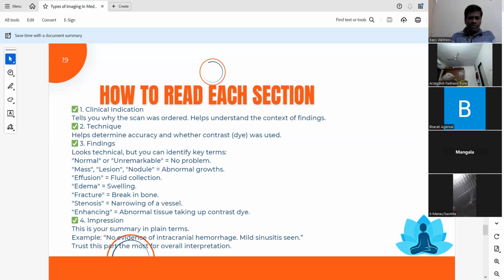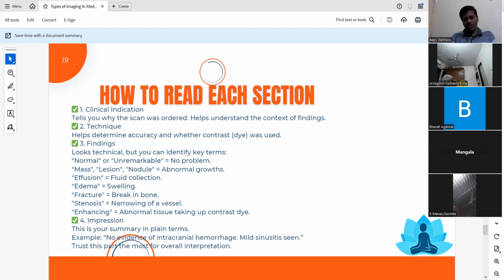Some terms commonly used are like normal or unremarkable, which means nothing is there, no findings, no abnormality. It's normal. If they mention something like mass, a lesion, or nodule, then some kind of tumor or abnormal growth is there. That is the meaning of it. If they mention effusion, effusion is related to fluid collection. Edema is swelling. Fracture, that we know.